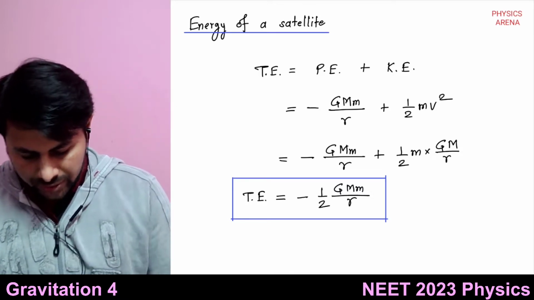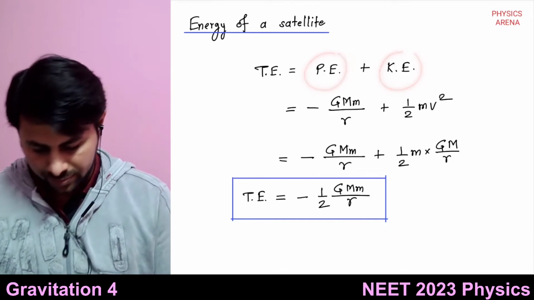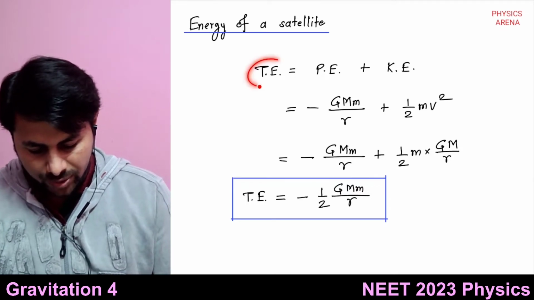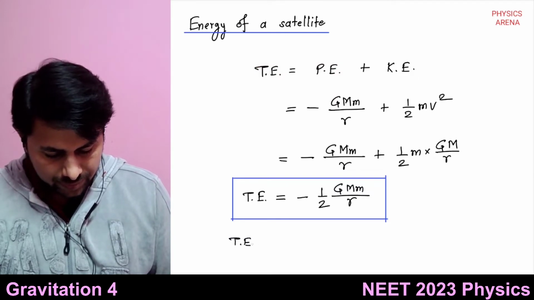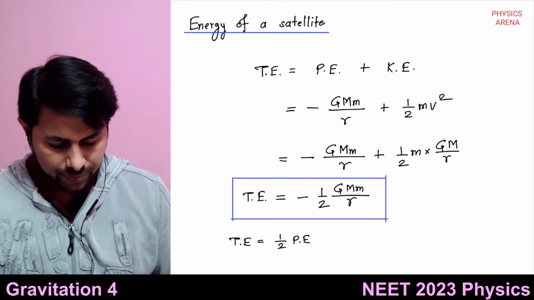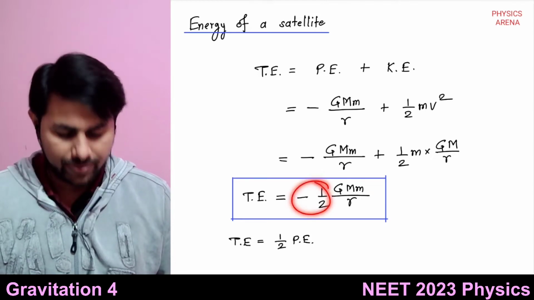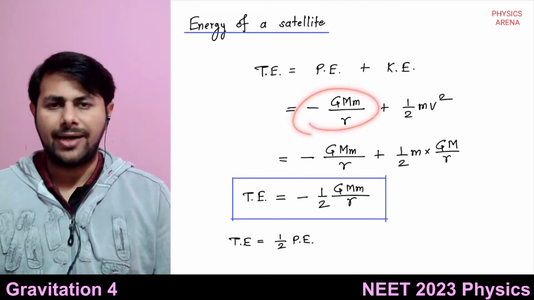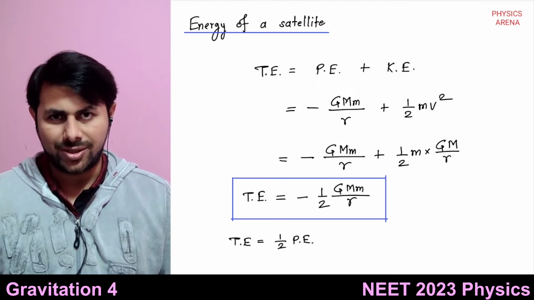Okay, so the total energy of a satellite is negative. Now there is a relation between total energy, potential energy, and kinetic energy. So if you compare total energy and potential energy, you can see the total energy is equal to half of potential energy, because total energy is minus half of GMm upon r, and potential energy is minus of GMm upon r, right? So total energy is half of potential energy.